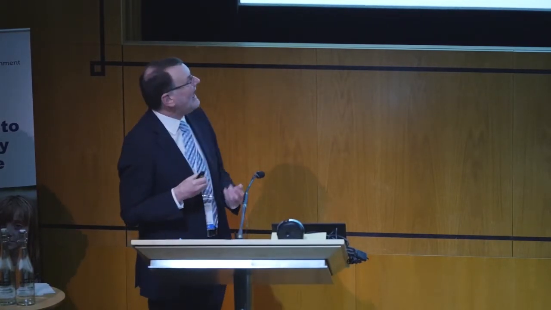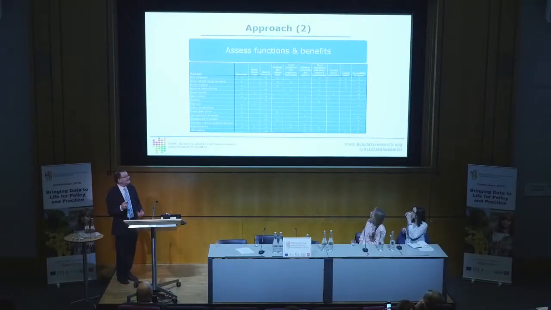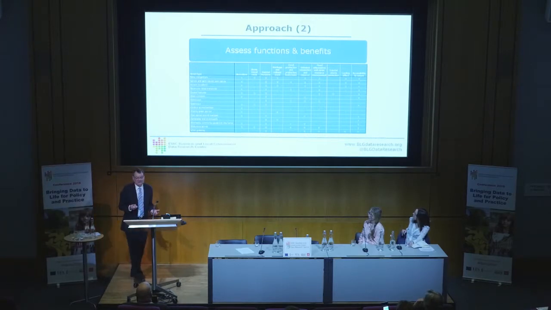Something that's been published earlier this year is a new classification of habitats in the UK, something called UKHAB. It has a series of green infrastructure categories within it. So to make this approach as standardized as possible, we've classified all the different sites that are resulting from this into those UKHAB categories. That gives us a set of assets. What we then need to do is try and assess the functions and benefits associated with those assets.